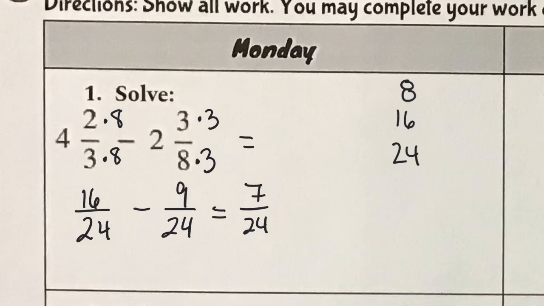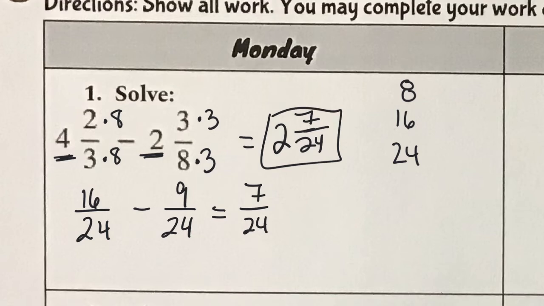But we need to go back up here to the top. We have these two whole numbers, 4 and 2. 4 minus 2 is 2. And then we have 2 and 7 24ths left over. Okay, so that is how you do number 1.